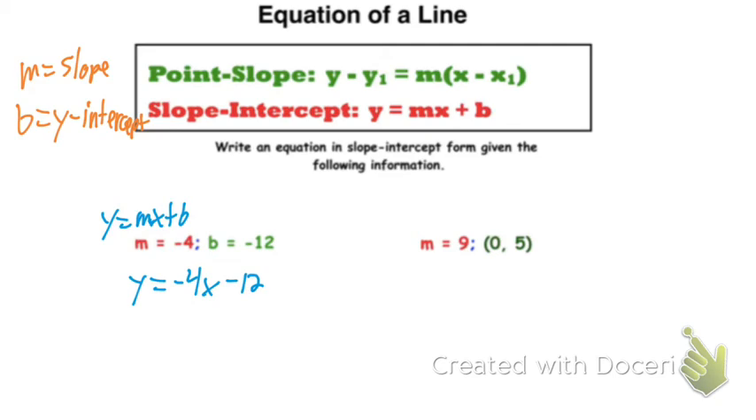Okay. Y equals negative 4x minus 12. That's an equation in slope-intercept form. We did what it asked.